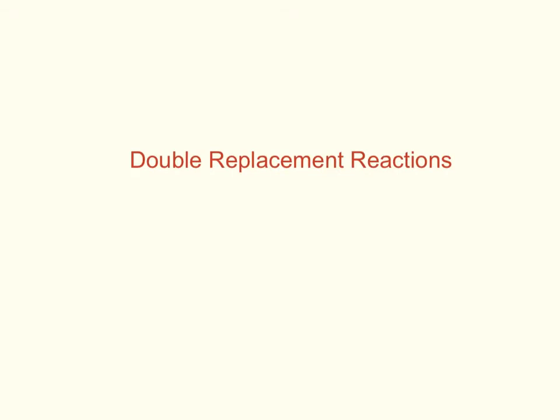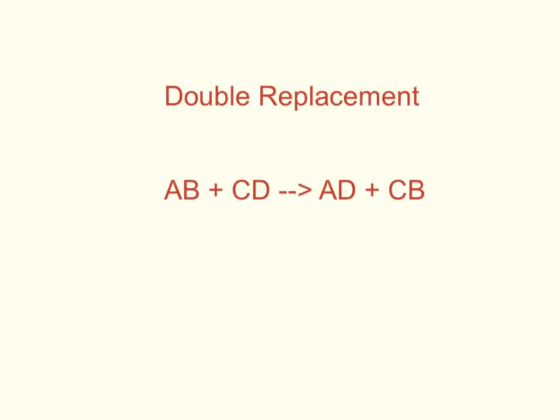Hello. This Explain It is going to be about writing and completing double replacement reactions. Remember that in double replacement reactions everything is in a pair. So we have AB plus CD. Those are two pairs, and the pairs are going to split down the middle. The way I remember this is the outsides go together and the insides go together. So on the other side, you put A with D, and then the insides, B with C.